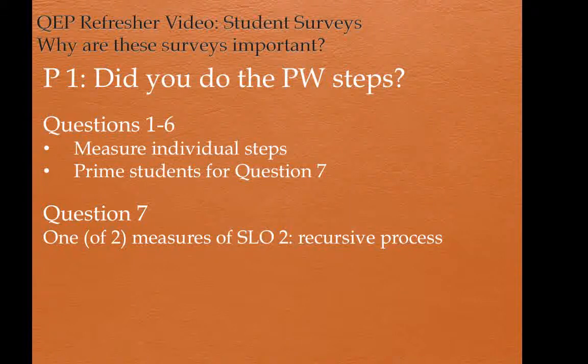That question 7 is really important to us because it's one of the 2 ways we measure student learning outcome 2. Students wrote using a recursive process. The other way that we measure it, if you remember, is we ask the instructors, did their students use process writing to the best of their ability? All of our other student learning outcomes are measured by the essays, the beginning and ending semester essays, but student learning outcome 2 is only measured by these 2 surveys. So then there's also question 8 on page 1 of the survey, which is an attitudinal measure.